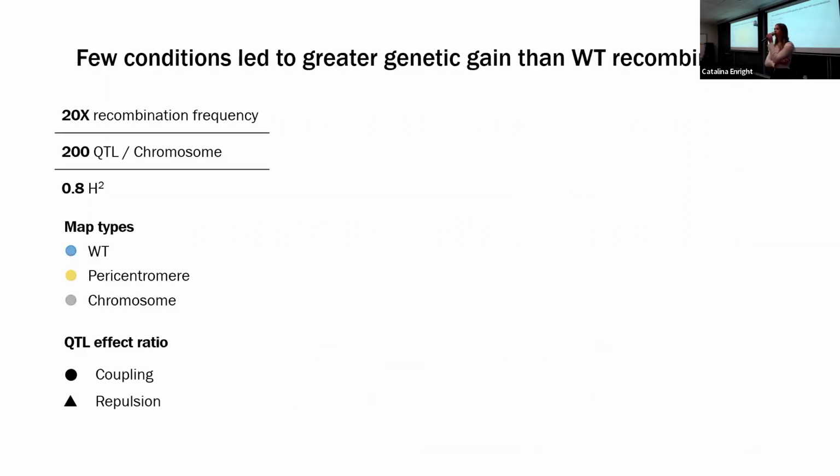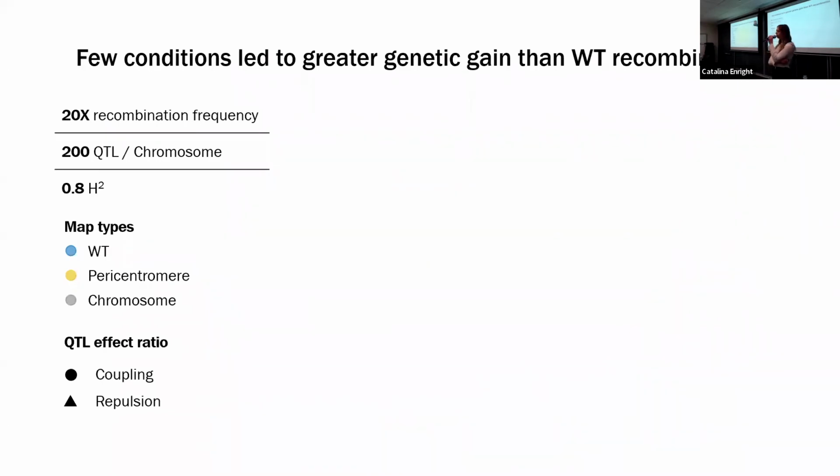So let's see how these different variables play together in a response to genetic gain. We're going to consider just 20 times increased recombination frequency because we didn't see a significant response under lower frequencies. And this is pretty similar to the literature. Folks have found that you need a dramatic increase in recombination to see a response in these simulation studies.